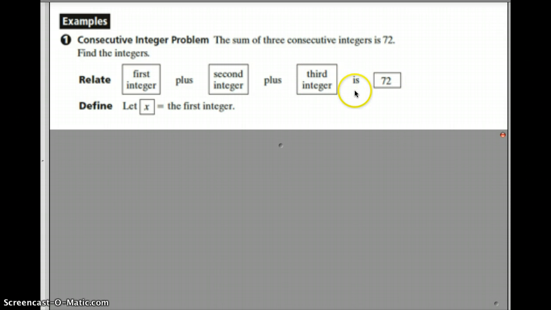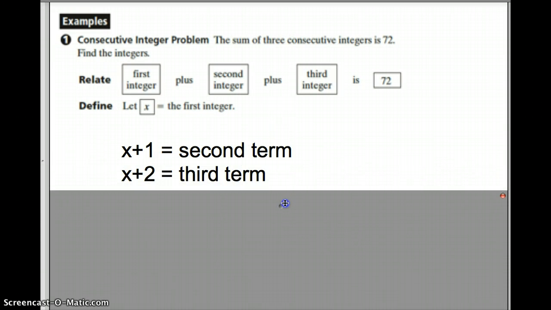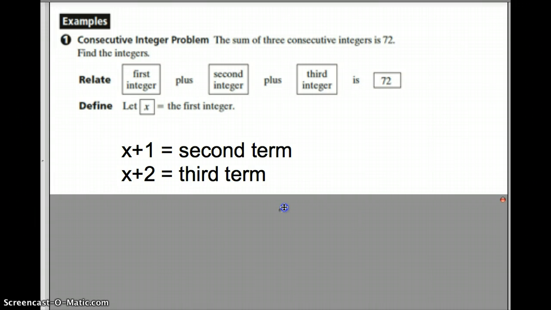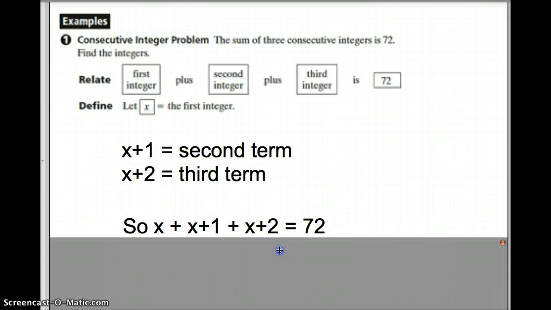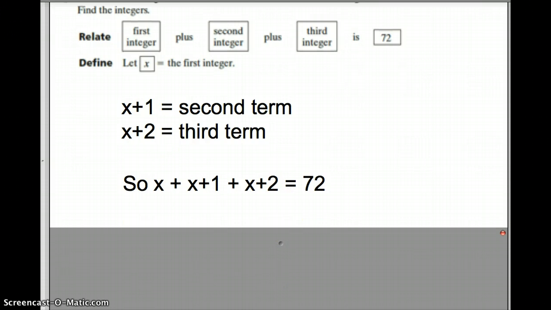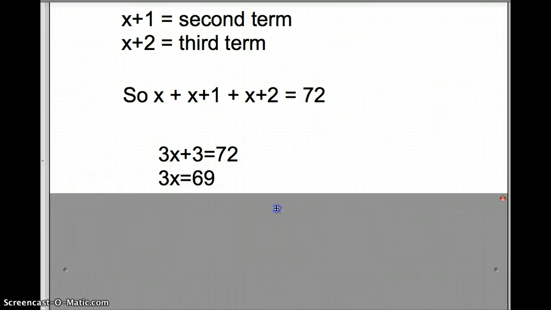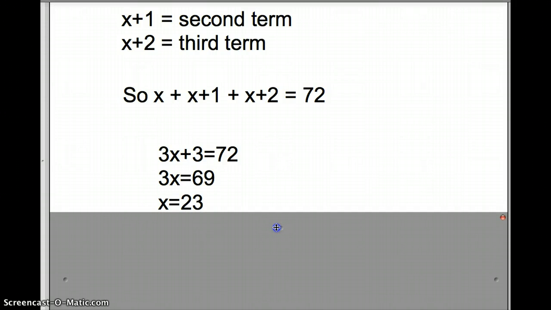And their total is 72. So if you see here, I let x plus 1 be the second term, x plus 2 to be the third. So now if I'm adding these three terms up, I get x, which is my first term, plus x plus 1 is my second term, plus x plus 2 is my third term. So one term, two terms, three terms. Add them all together and you get 72. Okay? So then we can solve by combining like terms. And we get 3x plus 3 equals 72. Subtract 3 from both sides, divide by 3, x equals 23.